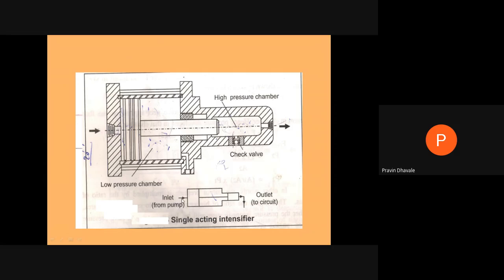We are supplying low pressure, high volume fluid from the pump. This is the piston. At the other end of the piston rod, there is another piston and cylinder. Here we get the outlet to the circuit, and this low pressure, high volume fluid moves this piston toward the right and supplies the high pressure fluid at the outlet to the circuit. This is the single acting intensifier. Are you getting the single acting intensifier?